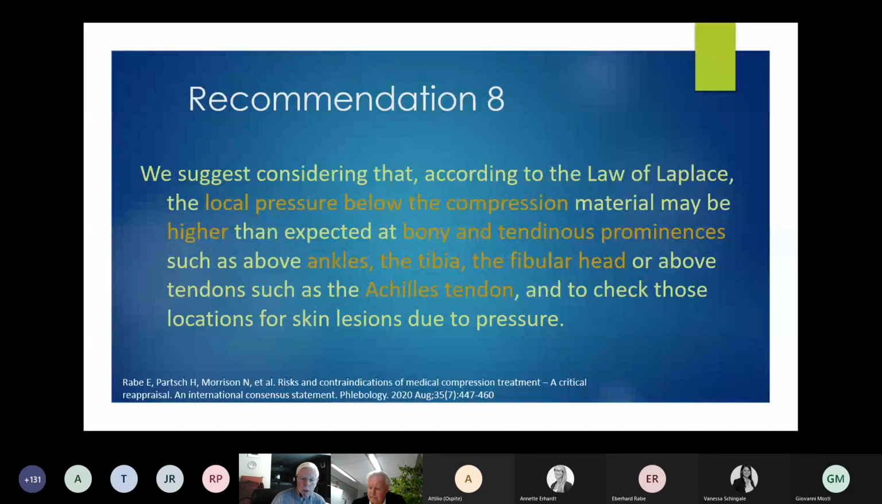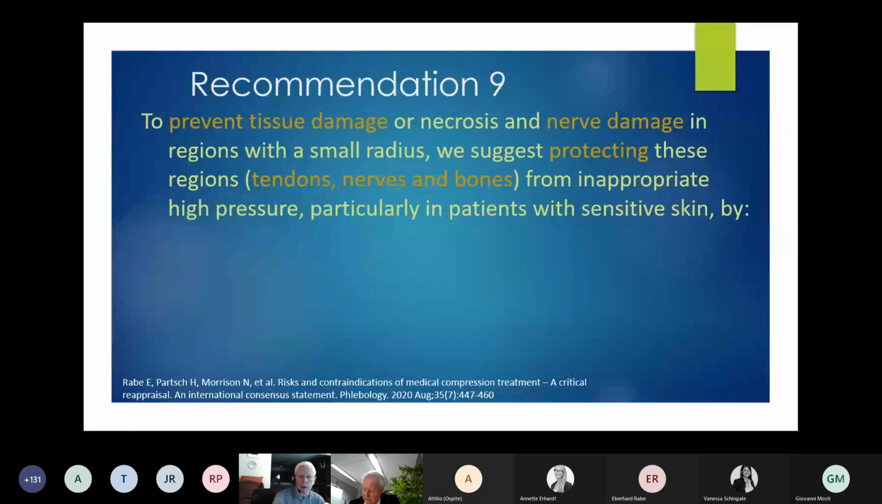Now, as we know, according to the law of Laplace, the local pressure below compression may be higher than expected, particularly over bony and tendinous prominences, such as at the ankle, the tibia or the fibular head, or the Achilles tendon. So the recommendation is to check those locations for skin lesions due to pressure. And to prevent tissue damage or necrosis and nerve damage, because of those localized areas, we should protect those regions overlying the tendons, nerves, and bones.